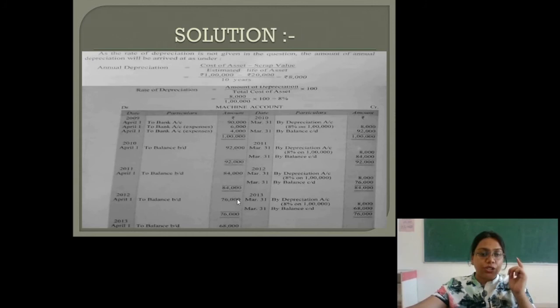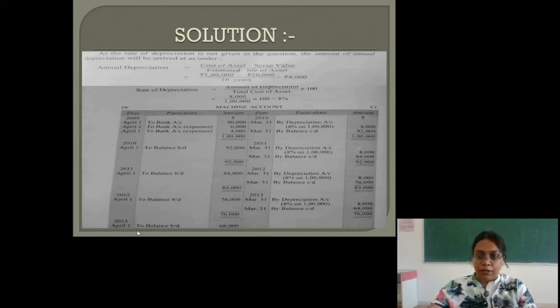Now we'll again charge the depreciation after 12 months, that is 2013 March 31st. Depreciation by depreciation account 8,000, 76,000 minus 8,000, that is 68,000. This is the balance carried down on that particular year, that is 2013 March 31st. These are the 4 years for which the depreciation has been charged: year 1 depreciation, year 2 depreciation, year 3 depreciation, and year 4 depreciation. So these are the 4 depreciations that are charged for this particular machinery.